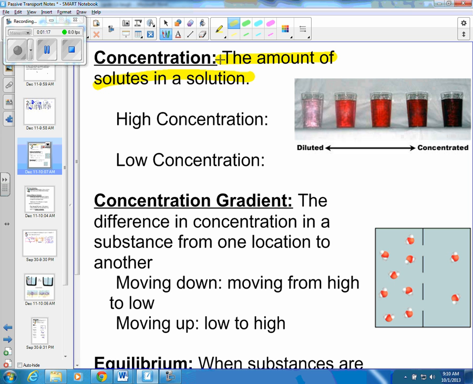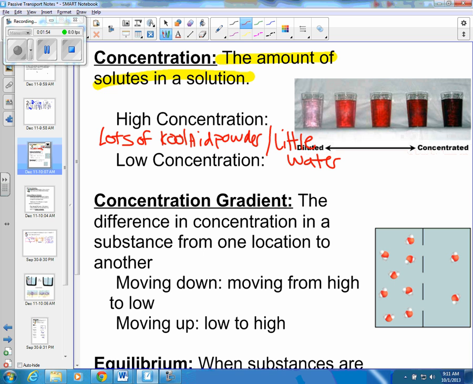So if I was doing it, I had my water. How would I make a high concentration Kool-Aid drink? What would I do? Would I put a lot of powder or a little powder? A lot of powder. So we're going to write that down over here. Lots of Kool-Aid powder. A little bit of water.